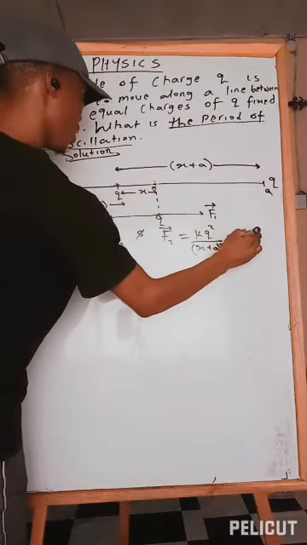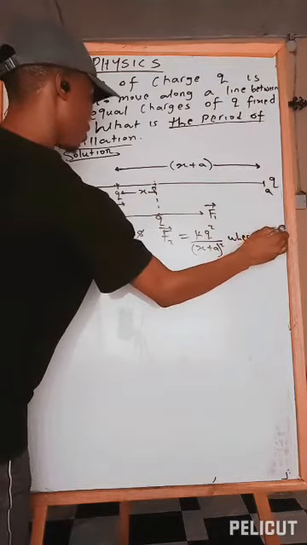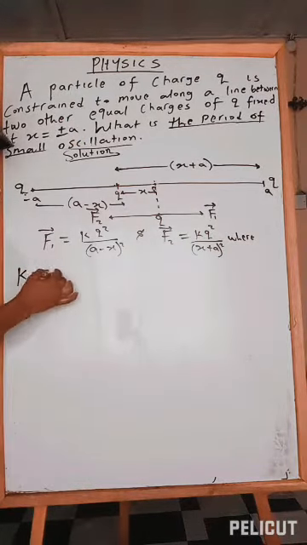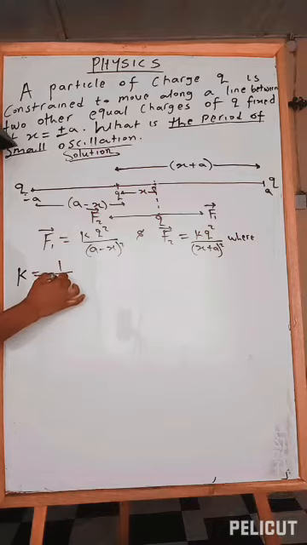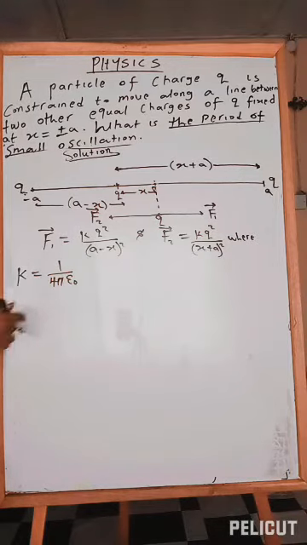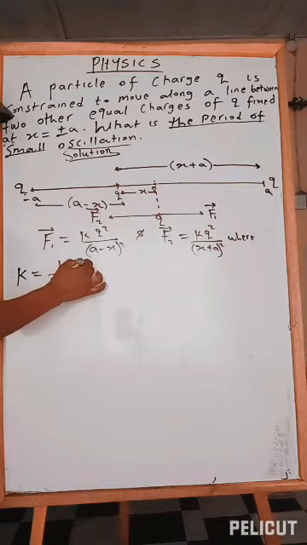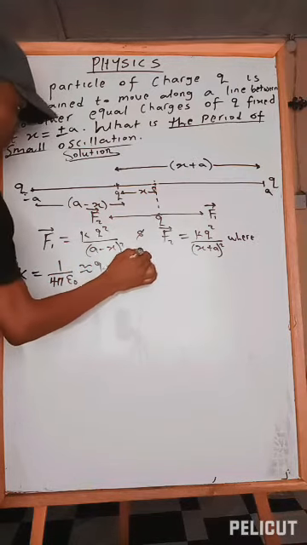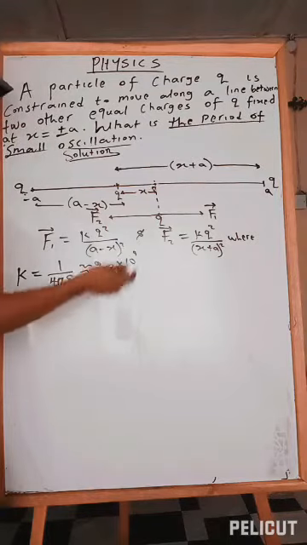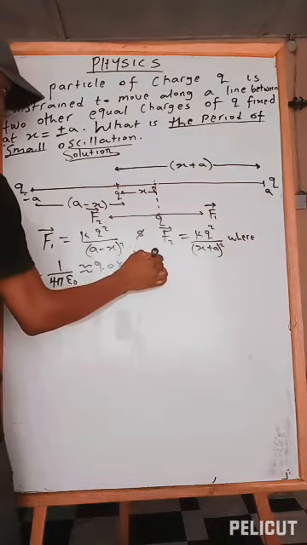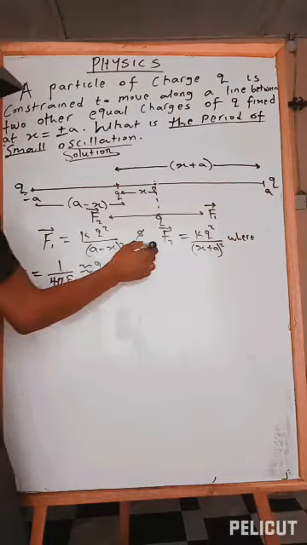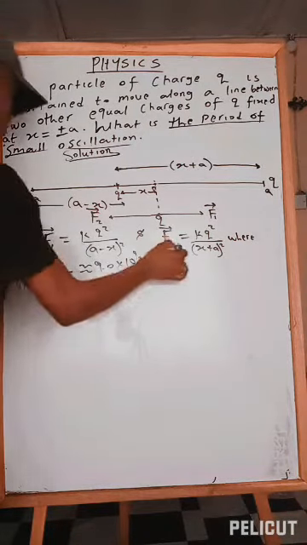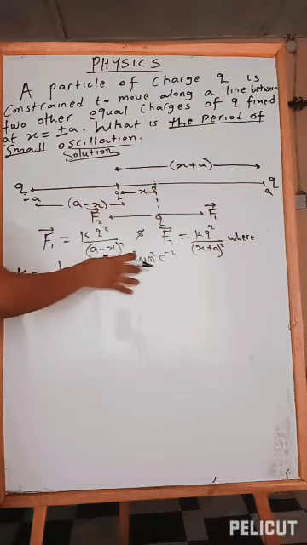Where K is a constant, 1 over 4 pi epsilon naught. We know this permittivity of free space, and this is approximately 9.0 times 10 to the power of 9 Newton meter squared per coulomb squared. So this is our K. You can just keep this at the back of our mind, but let us not substitute for K yet.